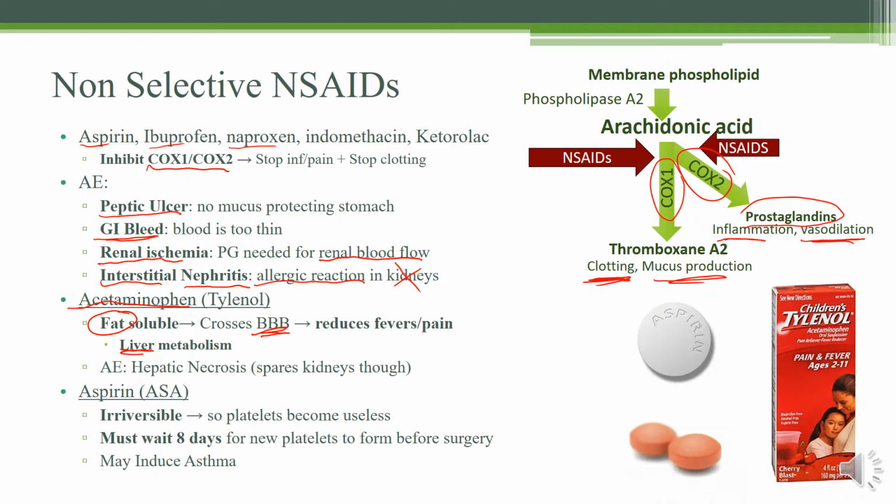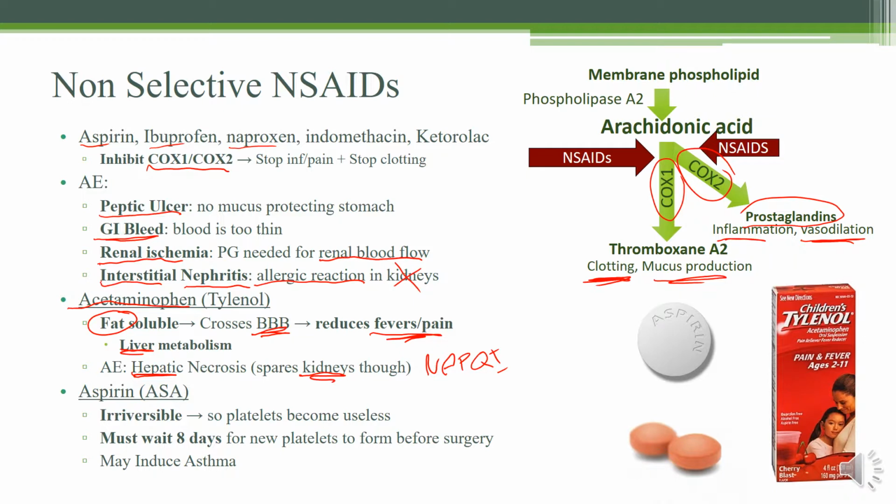That being, it reduces fever and pain, which is more of a central nervous response to inflammation. And it also can cause a lot of damage to your liver. In other words, hepatic necrosis. Hepatic necrosis is due to the buildup of NAPQI, that's N-A-P-Q-I. And that builds up. You're going to talk a lot about that when you get into the GI module. But the good thing is that it actually spares the kidneys.